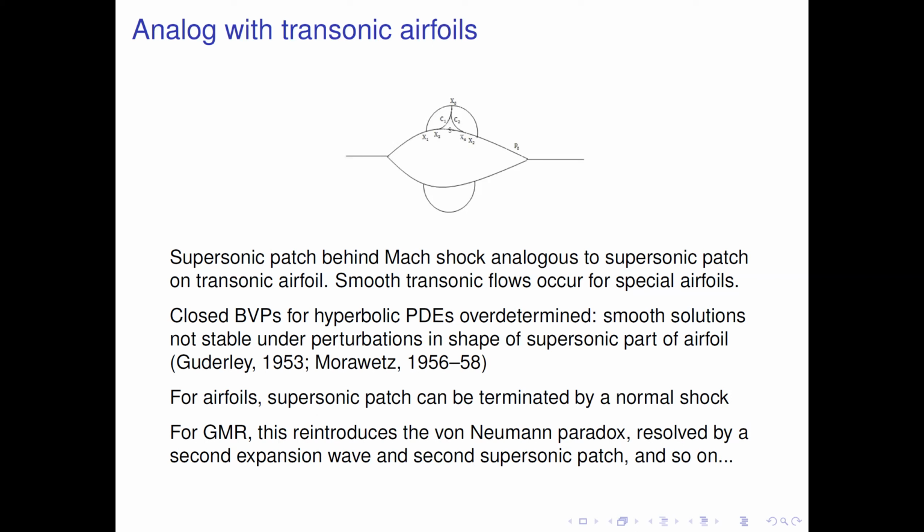The moment you perturb the shape of the airfoil, let's say you have an airfoil with smooth flow over it and you perturb it slightly, the flow is no longer smooth. Typically what happens is you get a shock at the rear of the supersonic patch that comes into the airfoil at a normal angle, and then everything is okay, it just terminates there.